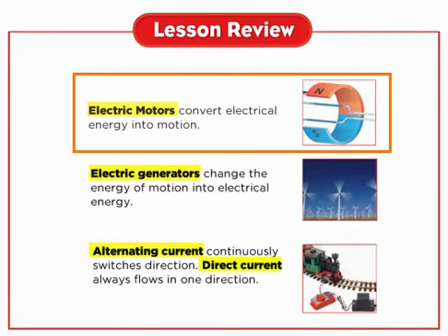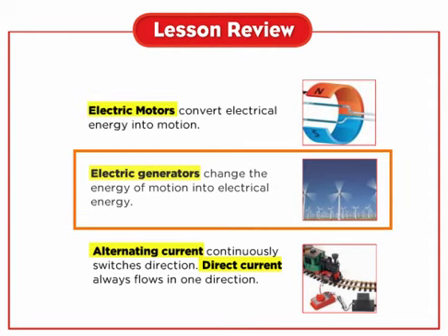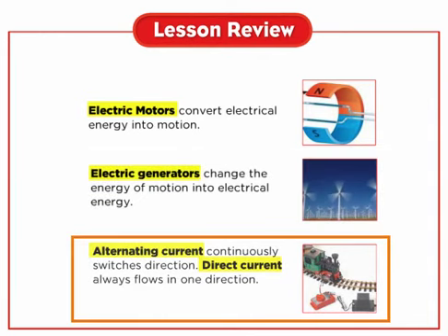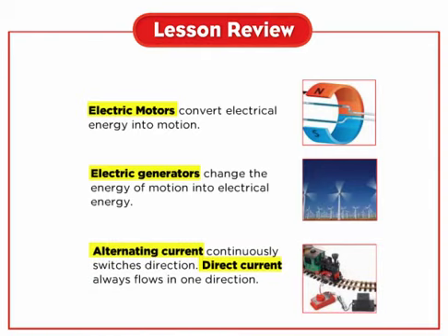Electric motors convert electrical energy into motion. Electric generators change the energy of motion into electrical energy. Alternating current continuously switches direction. Direct current always flows in one direction.